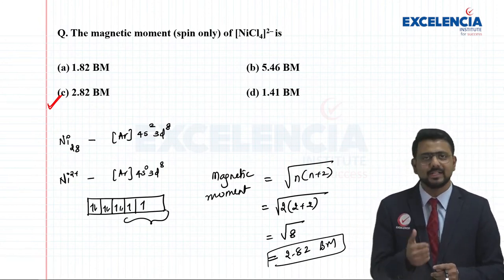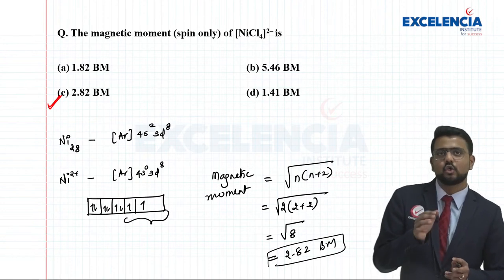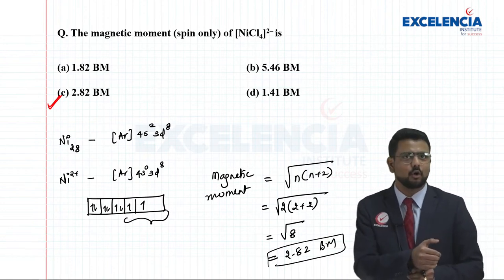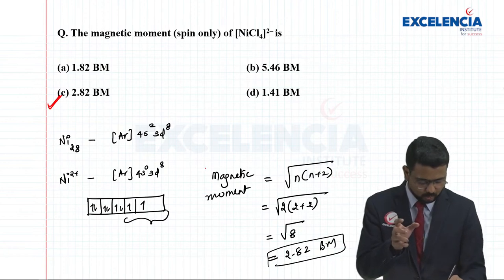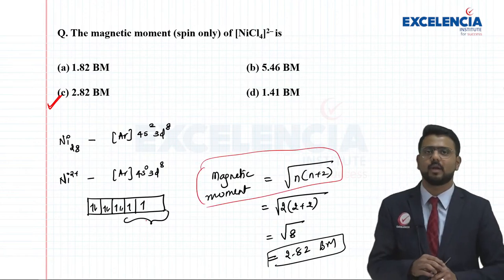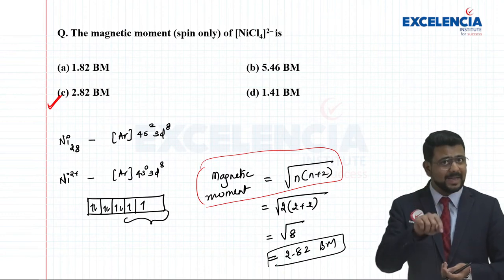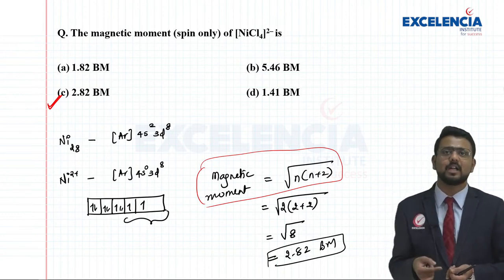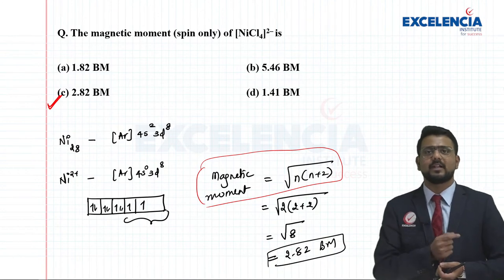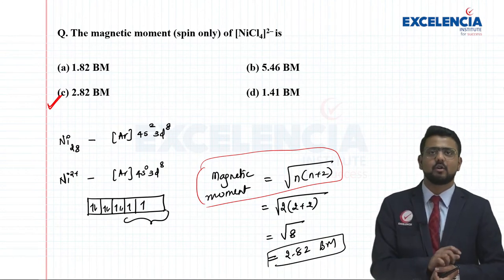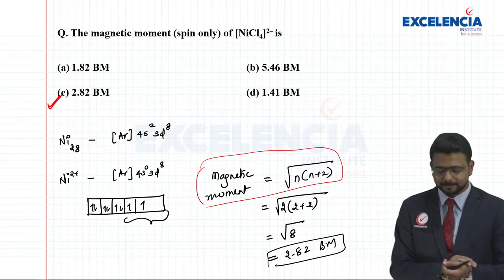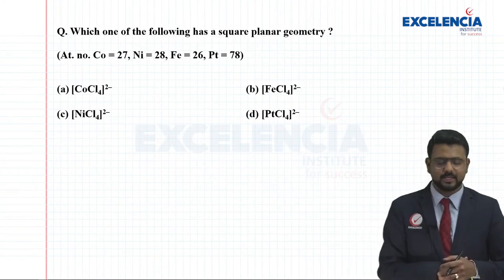Yeah, so this was a question which is based on finding the magnetic moment. Likewise, they can ask you any other complex. Your idea here should be to find the number of unpaired electrons and put those into this particular formula. That's it. You just need to plug in the values, you will get the answer for the magnetic moment. And based on this magnetic moment also we can determine the strength of magnetic behavior of a particular coordination complex. Okay, now going ahead with the next question.